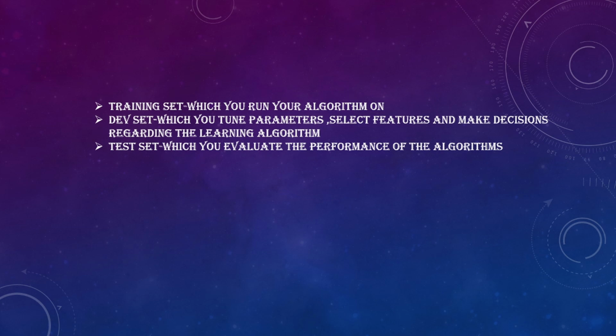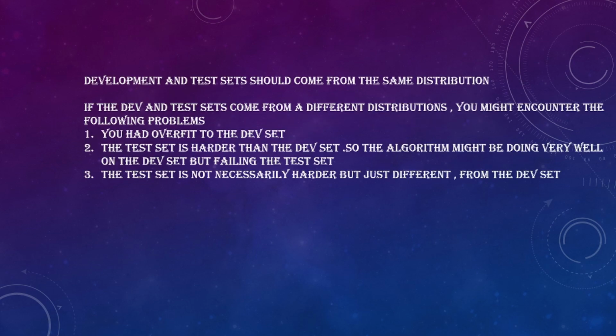And then we have the test set. The test set is the data set that we use to evaluate the performance of our algorithm. The other thing is that the development and test set should come from the same distribution. That means that whenever we are collecting our data set, we must make sure that the development and test set come from the same distribution.